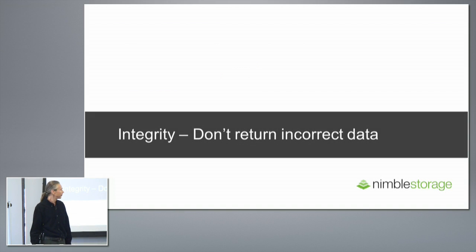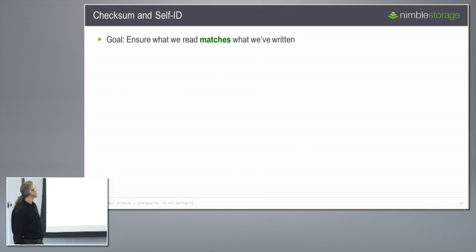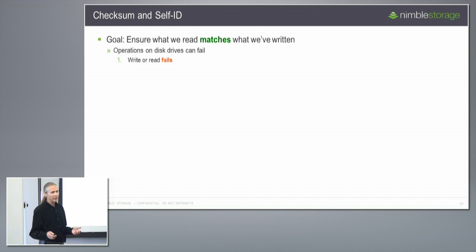So for data integrity, that is, don't return incorrect data, the goal is to ensure that we always return exactly what was written to the system. However, the operation can fail in multiple ways. Some of the ways, it's simply that the read or write operation can fail. That is, the drive didn't perform the operation and returned an error instead. So it's a fairly common failure mode, so most storage systems deal with it, and we also deal with it. I'll describe how.